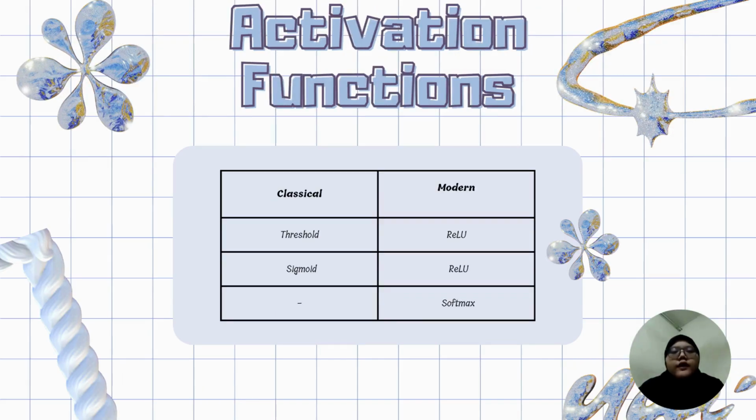This slide shows the activation functions used in classical and modern neural networks. In classical neural networks, the threshold and the sigmoid activation functions were commonly used. The threshold function produces only binary outputs, while the sigmoid function produces values between 0 and 1. However, the sigmoid function has a major limitation. In deep neural networks, it can cause the vanishing gradient problem, where the gradient becomes very small during backpropagation.